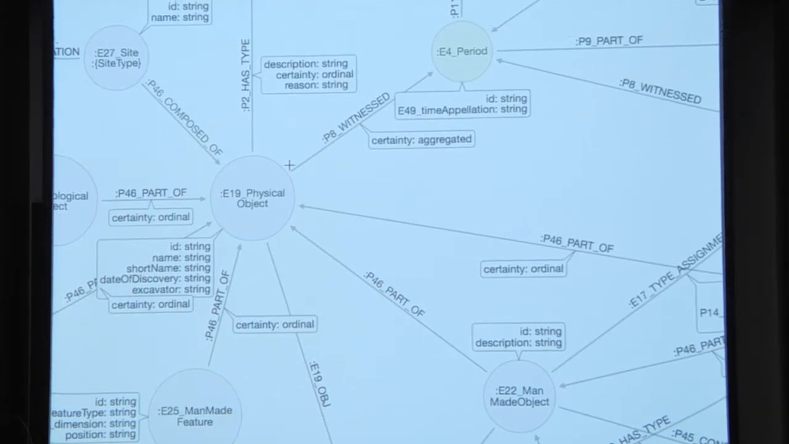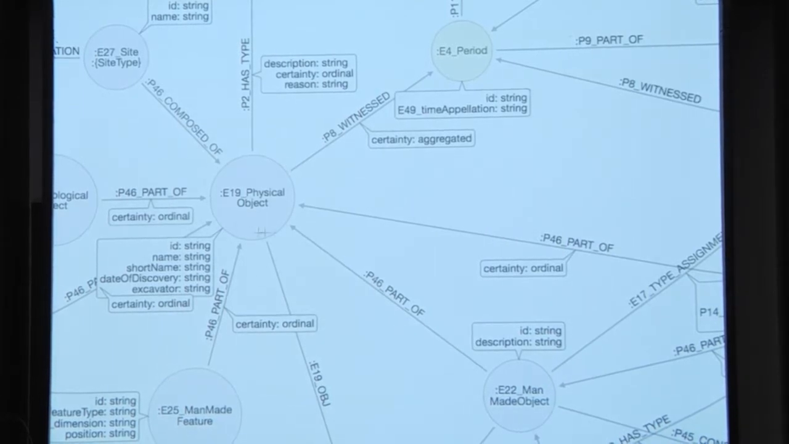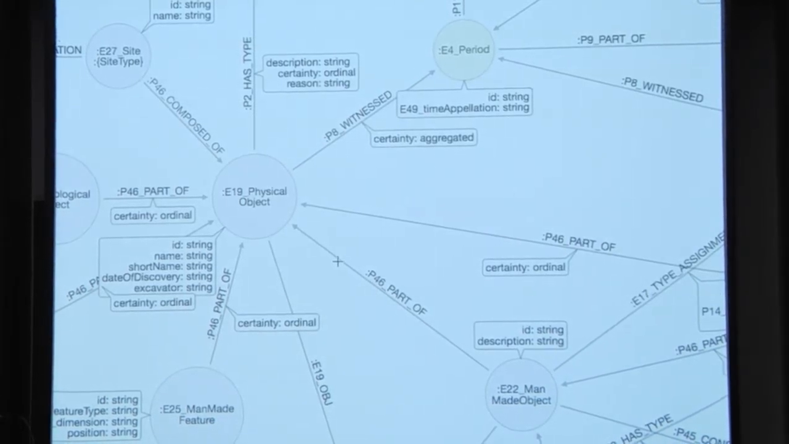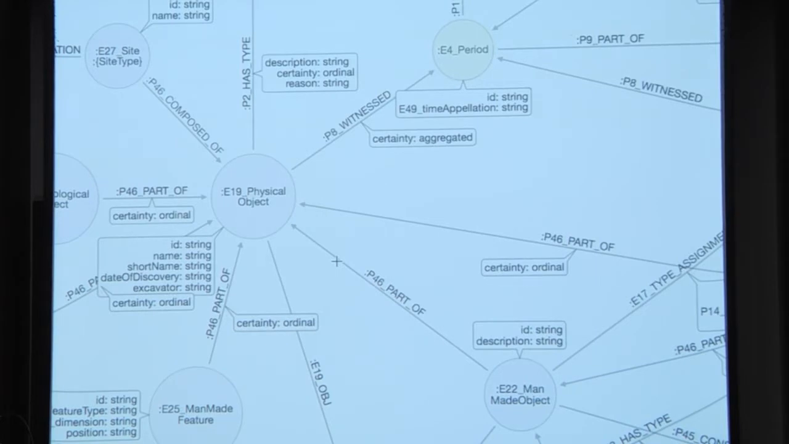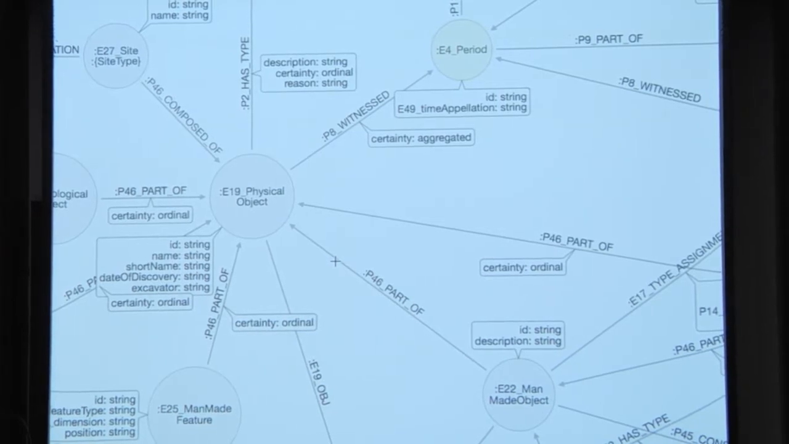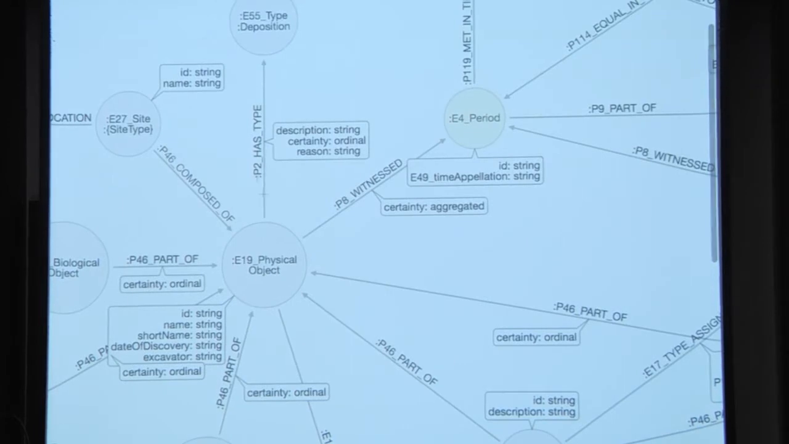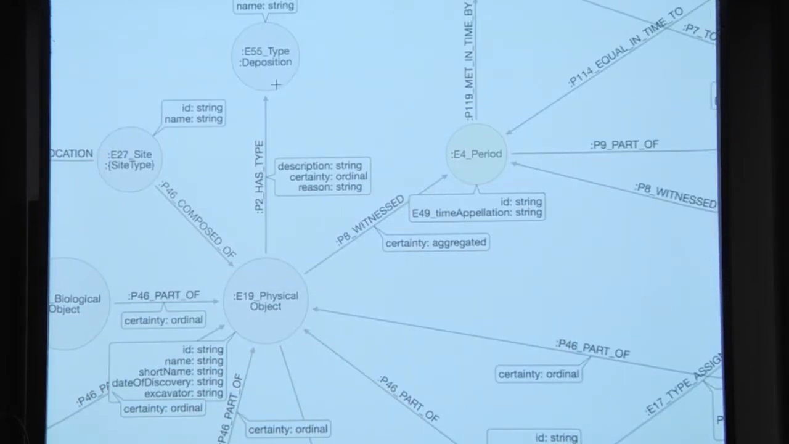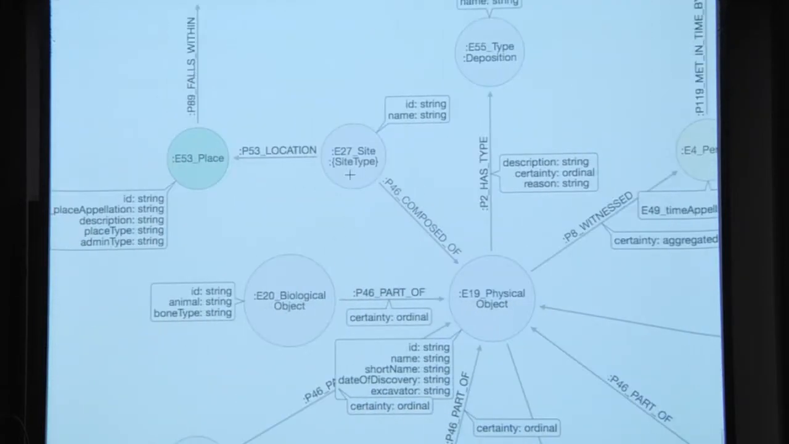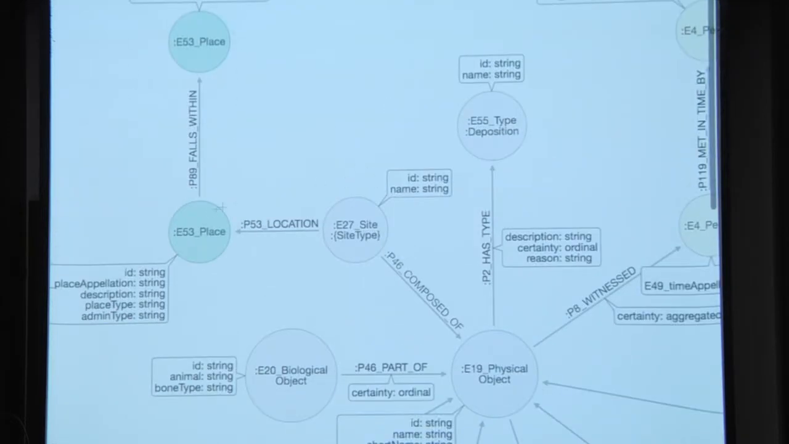In the center of the data model stands the E19 physical object, which I use to describe closed contexts. In my case, it's a grave, but in other contexts, it could be a hoard or some other type of deposition. This E19 physical object has a type of deposition. Again, in my case, it's always graves. It belongs to a site, which has a site type. And then this site is located at a place, so here's some kind of geographical hierarchy.